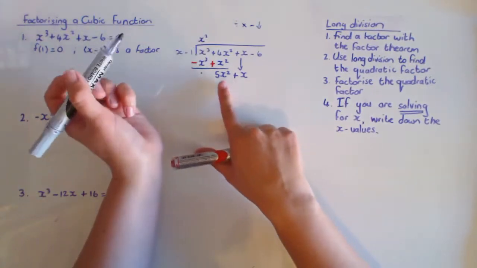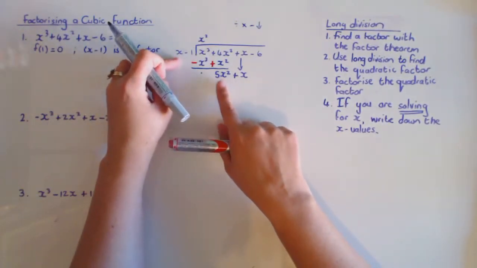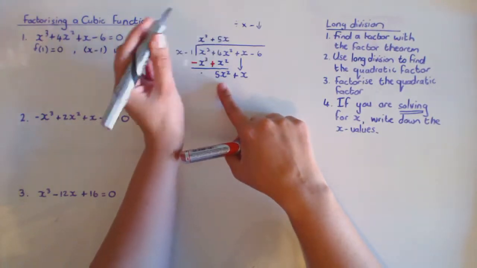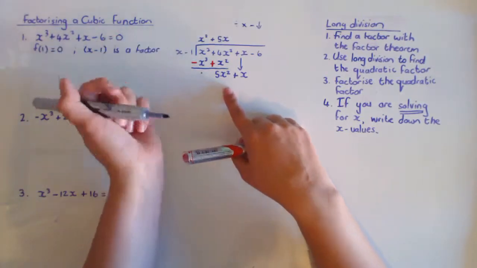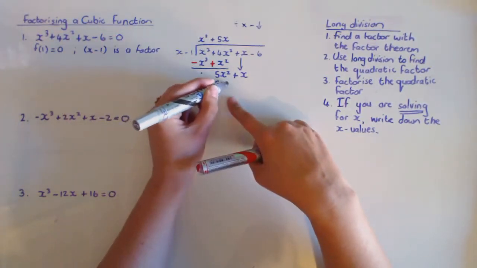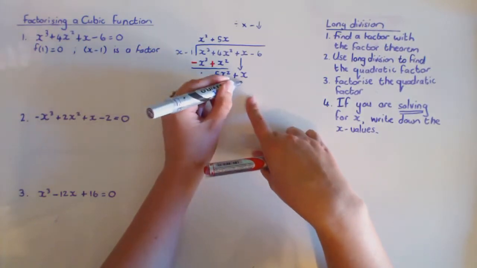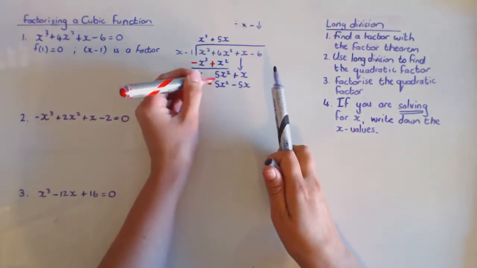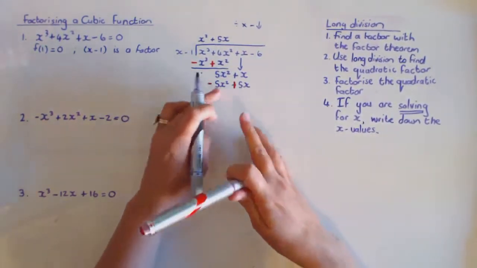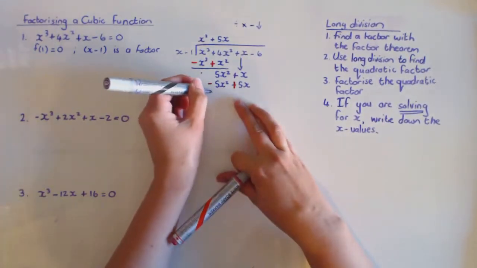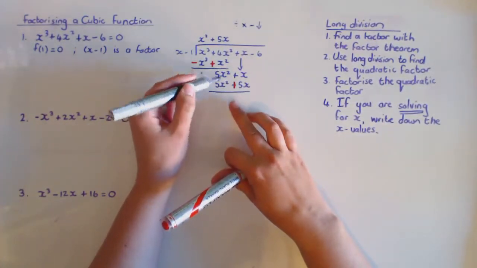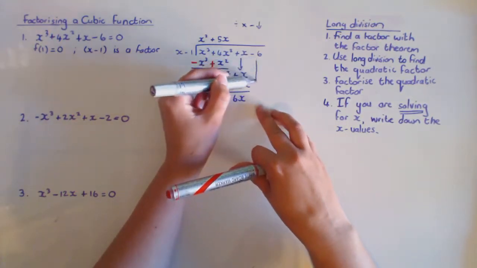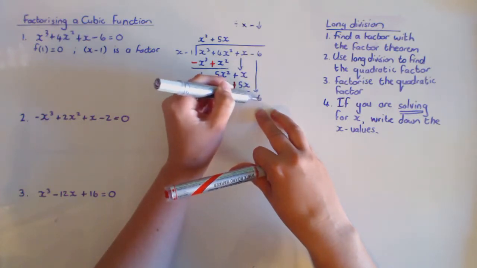I'm going to divide only the first term by the first term. So 5x squared divided by x is 5x. Then I multiply. 5x times x is 5x squared, and 5x times negative 1 is negative 5x. Then I'm going to subtract. To subtract, I change the signs. The positive becomes a negative, the negative becomes a positive. To finish the subtraction, this becomes 6x. After subtracting, I bring down my negative 6.